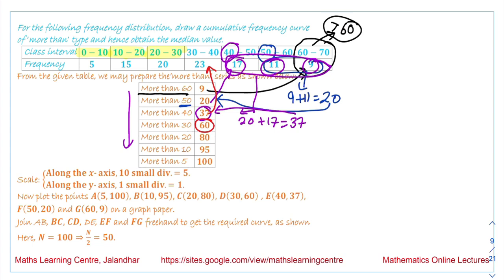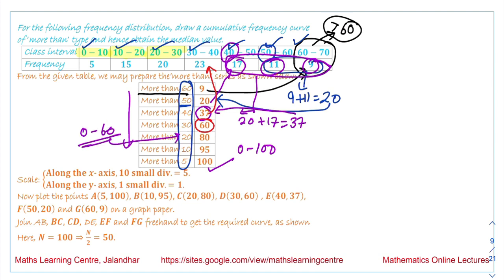Along the x-axis we are taking these points over here. We are talking about these points. These are the lower limits of these classes. We are marking them on the x-axis, and the values we are marking on the y-axis are from 0 to 100. On the x-axis we are marking the points from 0 to 60. So we are writing over here that along the x-axis 10 small divisions is equal to 5, we have taken it in this way, and along the y-axis 1 small division is equal to 1.